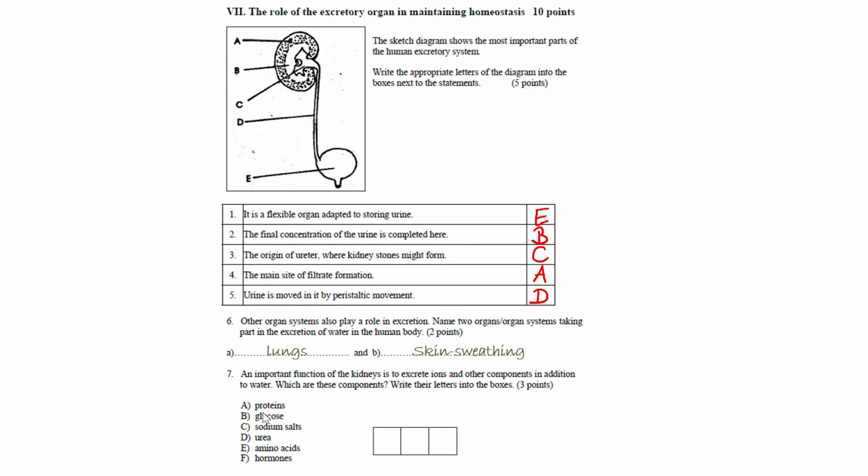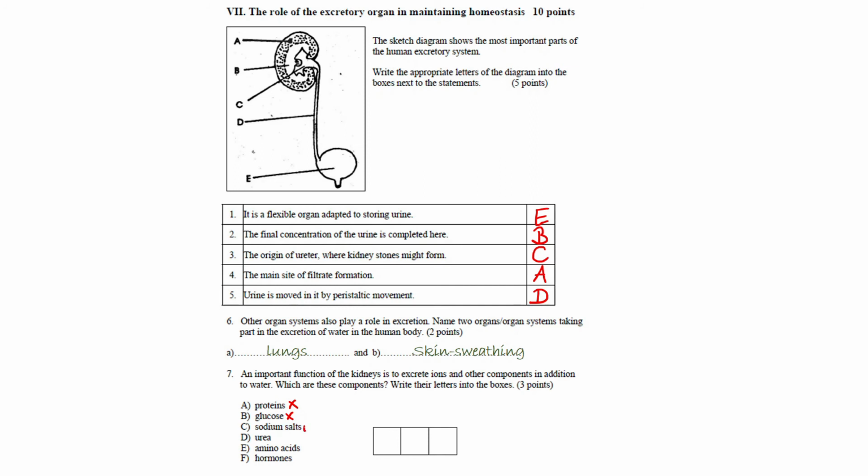So in a healthy person, no proteins and no glucose should be present. Proteins are indicators of infection, and if glucose is present, it means that the person has diabetes, because all of the glucose should be reabsorbed in a healthy person.